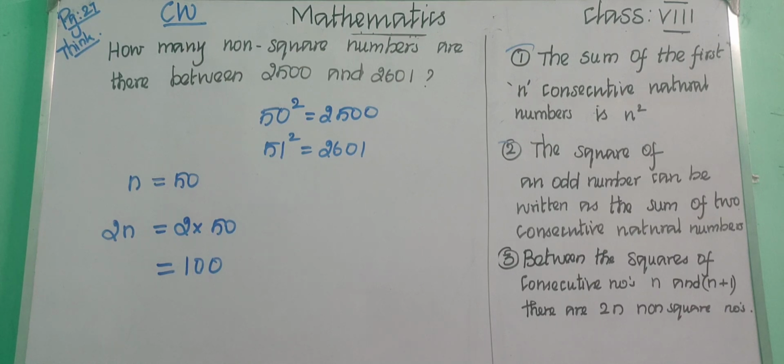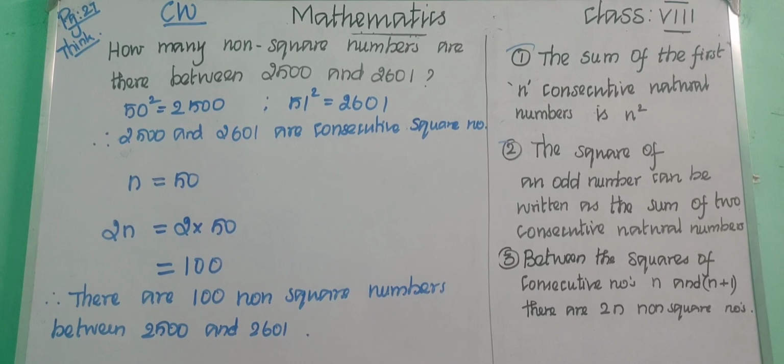Okay, children, copy this in your classwork notebook. Only this question, up to this. There are 100 non-square numbers between 2500 and 2601. Very easy sum, right? So pause the video and copy. Children, don't forget all these properties which we have learnt. This will be useful for you to do word questions. So after completing this, write the exercise third sum.